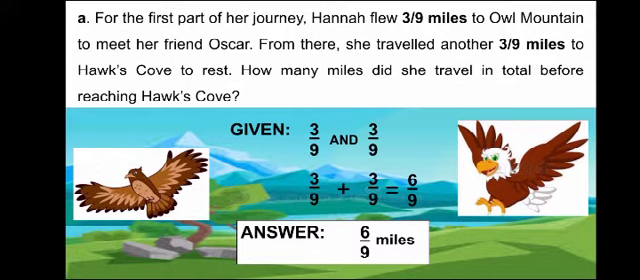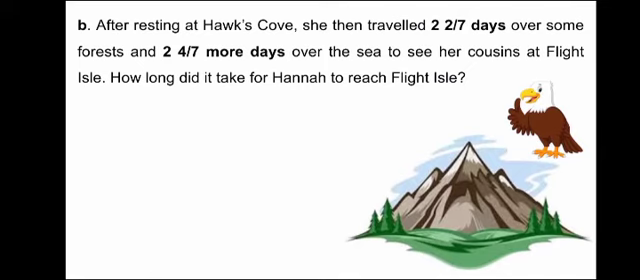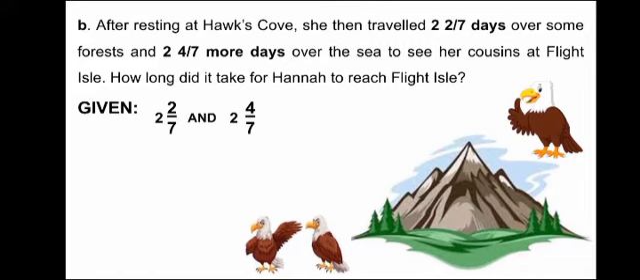Excellent. Now let's proceed to exercise letter B. After resting at Hawk's Cove, she then traveled 2 and 2/7 days over some forest and 2 and 4/7 more days over the sea to see her cousins at Flight Isle. The question is, how long did it take for Hannah to reach Flight Isle? So we have the given numbers here, which is 2 and 2/7 and 2 and 4/7. Since it was asking for how long, then we're gonna use addition.